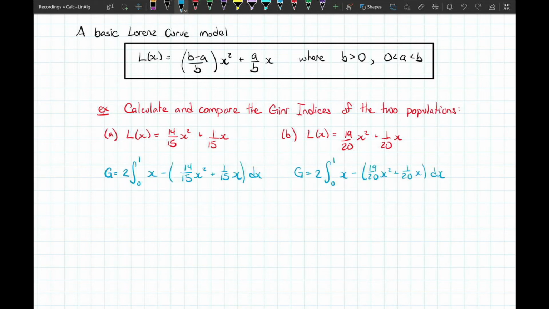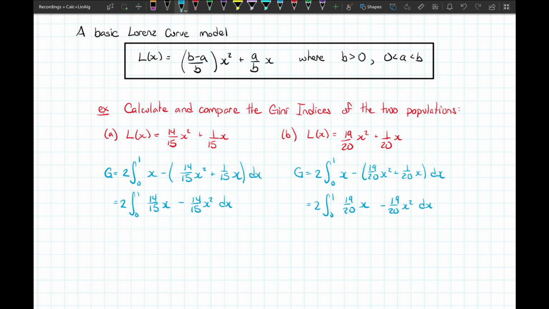Now, it's important to remember when using the formula for the Gini index to use parentheses here. When we integrate x minus our Lorenz curve, we want to make sure that we subtract every one of the terms in our Lorenz curve model. So x minus 14/15 x squared and minus 1/15 x. We can distribute that negative sign and collect terms.